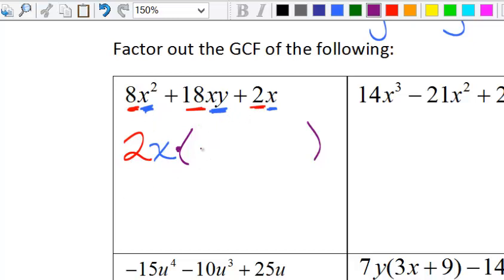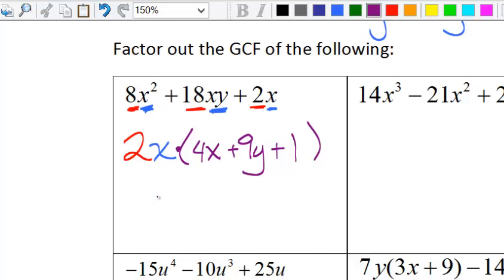8x squared divided by 2x is 4x. Then it says plus, so I put a plus. 18xy divided by 2x. 18 divided by 2 is 9. xy divided by x, well, the x's divide out to 1, and I'm just left with y. Plus 2x divided by 2x. Well, 2 divided by 2 is 1. Now, in this case, I have to write the 1 because I don't have anything else after it, so I have to have at least a 1 there.